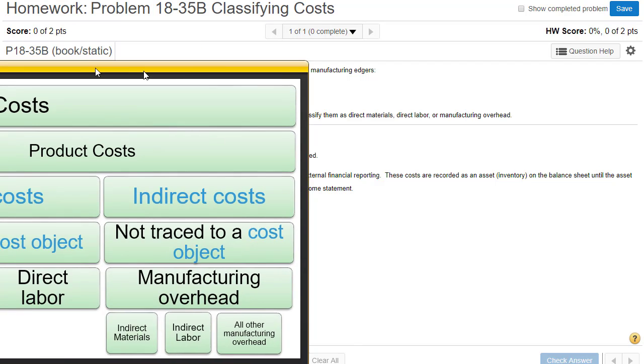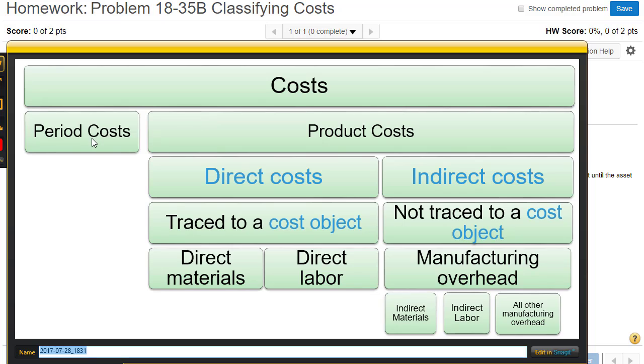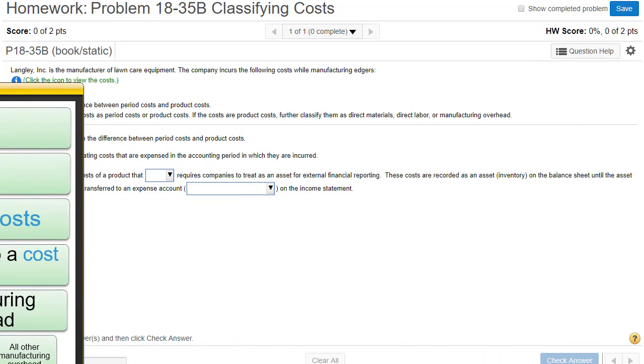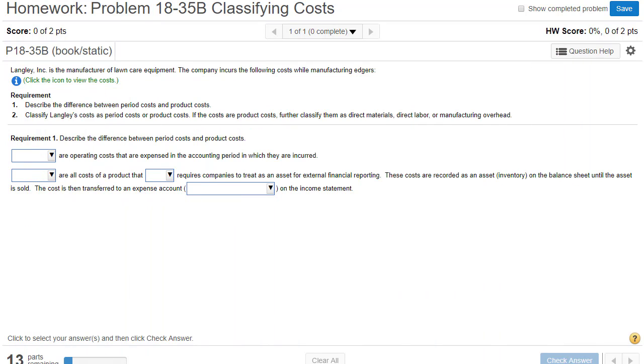So remember from the video of the PowerPoint, costs are broken down into period costs versus product costs. Product costs are just that, costs associated with building or obtaining a product, which you later plan to sell. Period costs are all other costs, and they are expensed in the period in which they are incurred. So which of those costs are operating costs that are expensed in the accounting period in which they were incurred? Well, I just said that those are period costs. Basically, they're all costs that are not product costs.